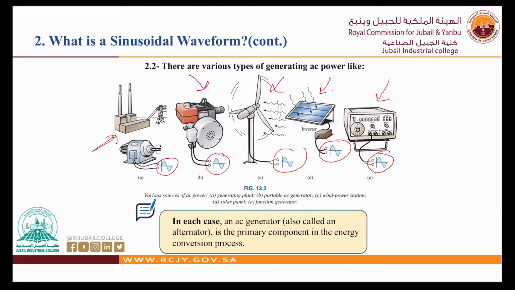We call an AC generator an alternator because the sine wave coming out of the generator is an alternating sine wave. The alternating sine wave is the primary component in the energy conversion process. So as you can see, from each type of generating power, each one has a generator, and the generator will give you an AC alternating wave.